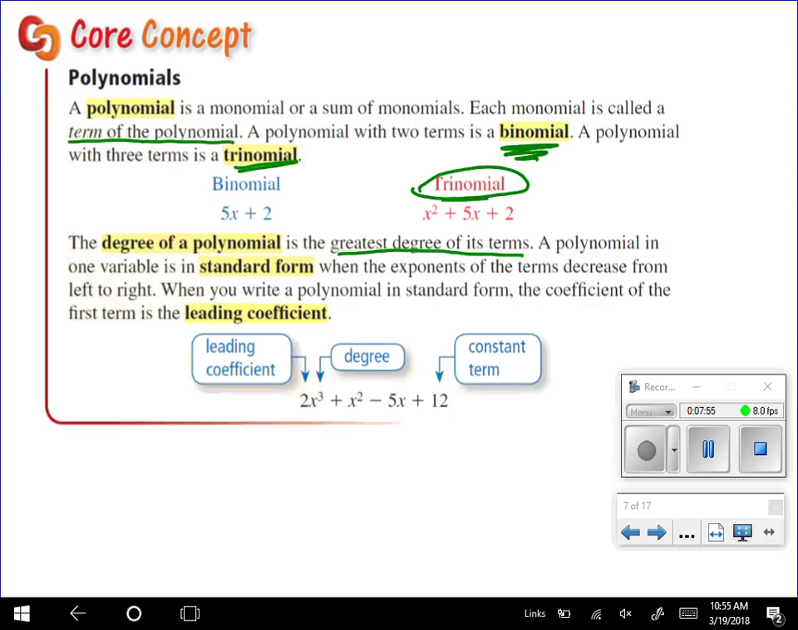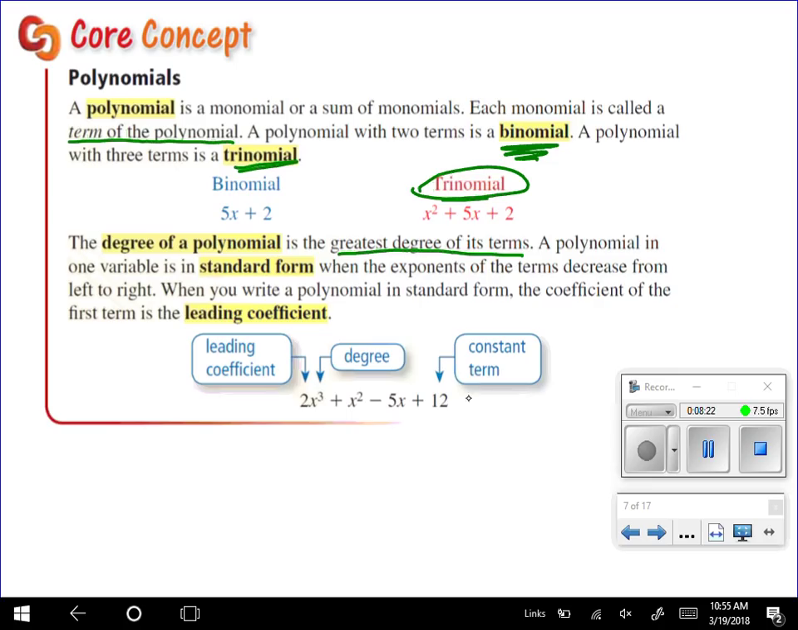A polynomial in one variable is in standard form, meaning it has the same variable throughout, and the exponents of the terms decrease from left to right. If you notice here, we start with x to the third, and then the terms decrease from there: x to the second, x to the first, and then a constant. When you write a polynomial in standard form, the coefficient of the first term is the leading coefficient.